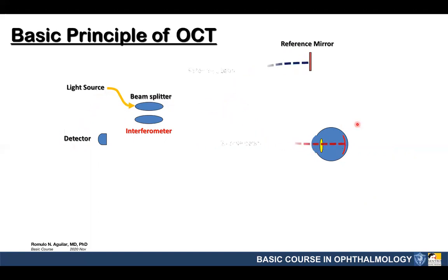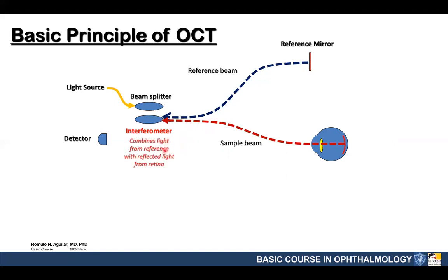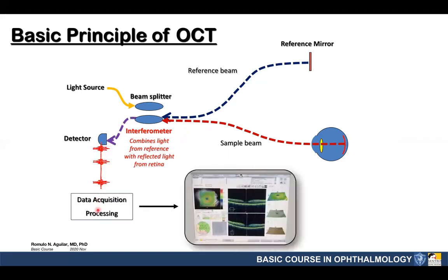The light reflects back, called the reference beam and the sample beam, or the reference arm and the sample arm. This is received by the interferometer, which compares the reference beam and the sample beam and creates what is called an interferogram. So it combines light from reference and light from the retina and sends the interferogram to a detector. From the detector, data is acquired and processed, and you have the final image like so. So that is the basic principle.